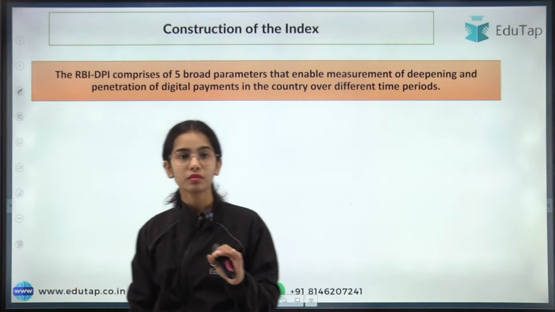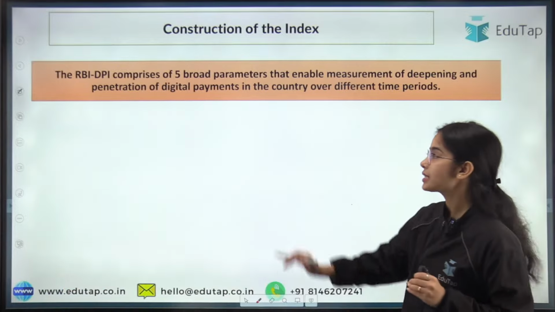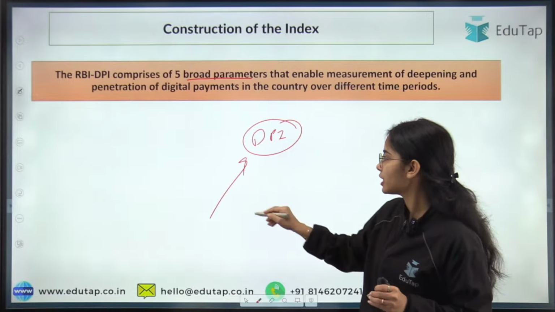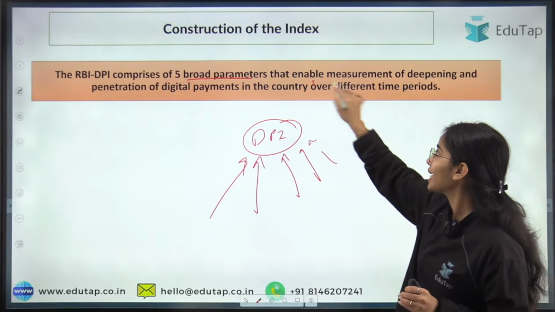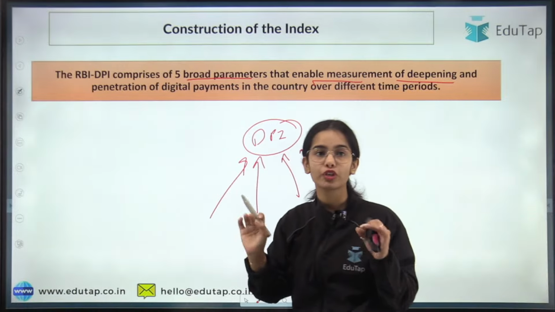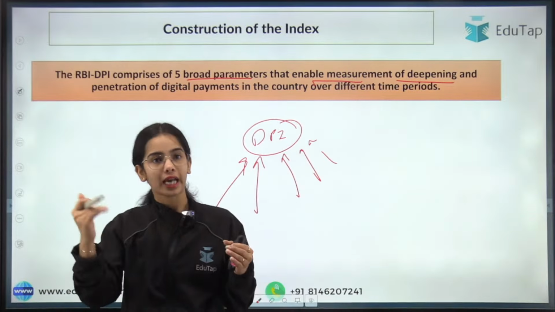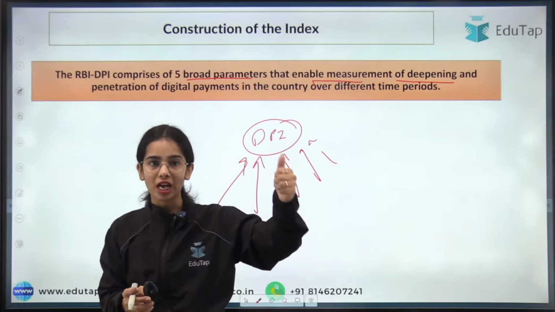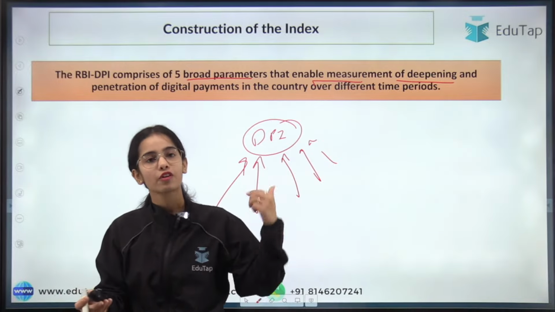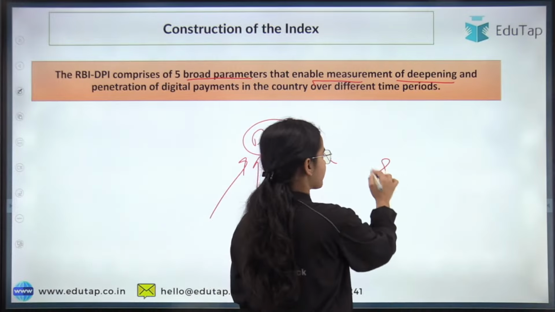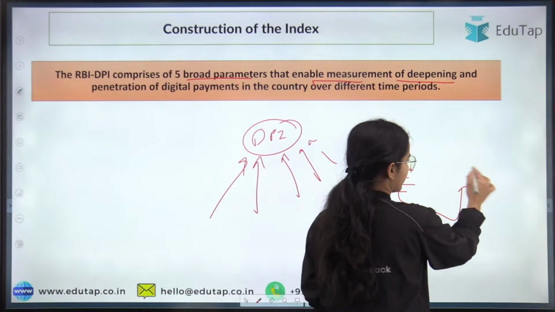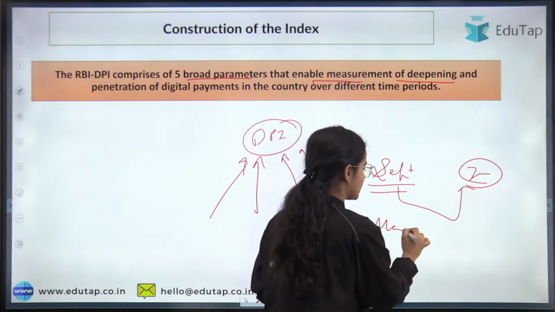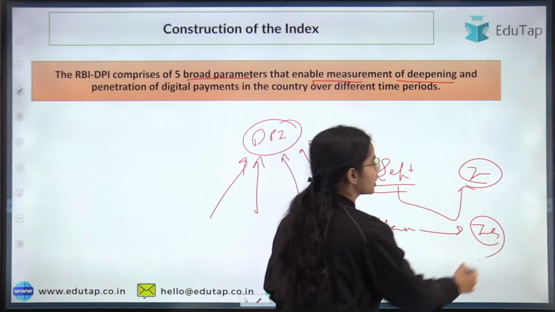Everything clear? So the RBI DPI, the Digital Payment Index, comprises 5 broad parameters that enable the measurement of the deepening and penetration of digital payments in the country over different time periods. The Digital Payment Index is calculated twice a year, and it is released in January and July of every year. For September, the release is in the next January, and for March, the release of the Digital Payment Index is in July. Okay, so this is the idea.